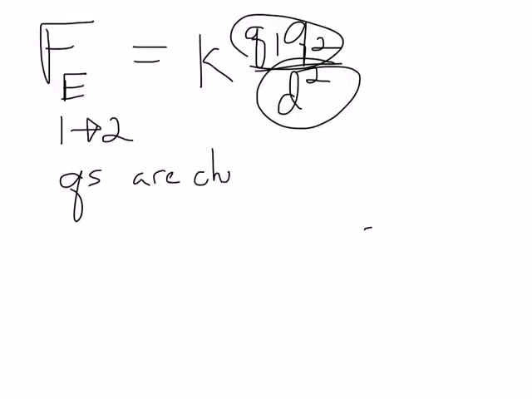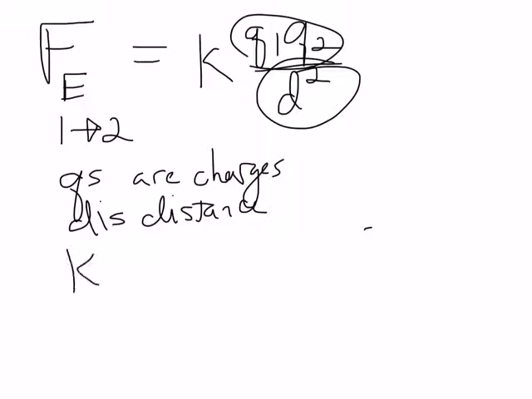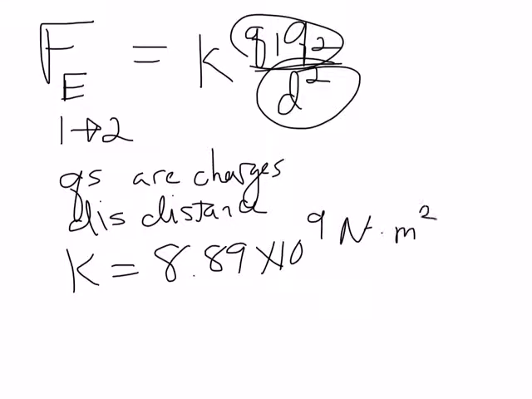Q's are charges. D is distance. And K is Coulomb's constant, which is 8.89 times 10 to the 9th, and the units must be newtons meters squared per coulomb squared to get out the units you need. Okay?